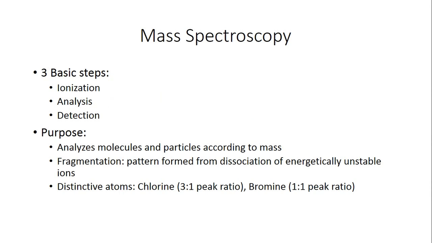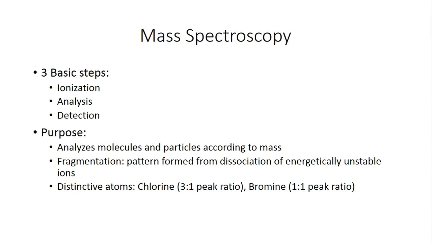So first, mass spectroscopy. There are three basic steps. The first step is ionization. This occurs whenever a small sample loses an electron. Next, in analysis, the ions are sorted and separated according to charge and mass. In detection, the separated ions are organized into a chart, which is what we see whenever we look at a mass spectroscopy spectra.